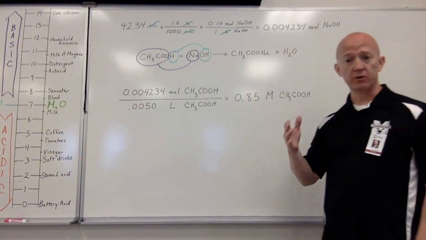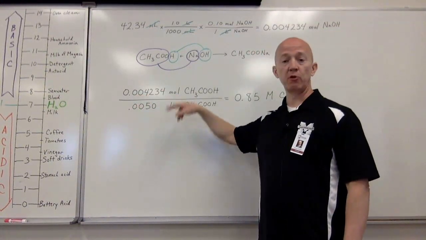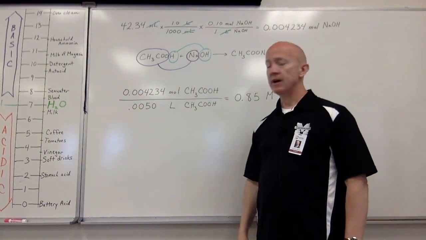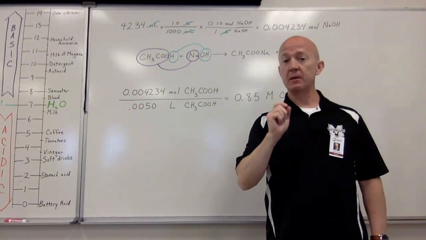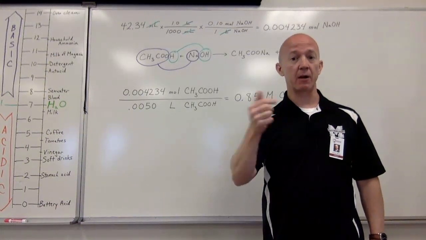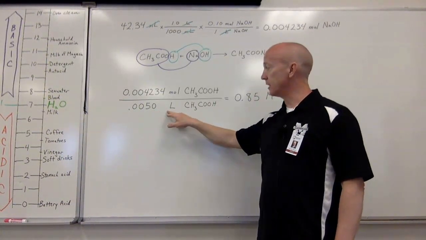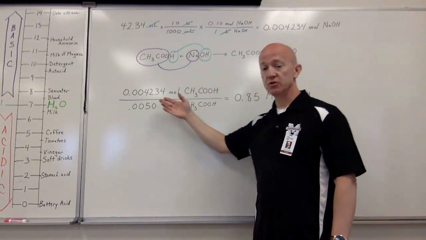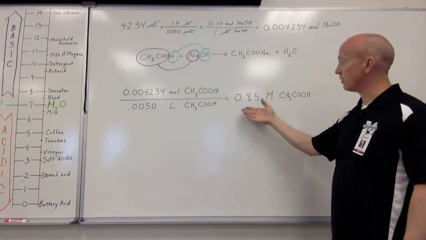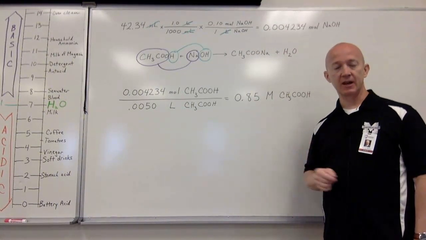So since it's a 1-to-1, we know that we had 0.004234 moles of acetic acid. And remember, we used 5 milliliters. Got to convert that. So 5 divided by 1,000 gives us 0.005 liters of acetic acid. You do the math, and we come up with a molarity of 0.85 molar acetic acid.